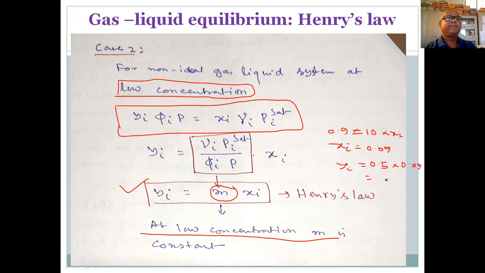Yi will be 0.045. That means in this case yi will be lower, xi will be higher. If m is less than 1, then yi will be lower, xi will be higher. If m is greater than 1, then yi will be higher, xi will be lower.